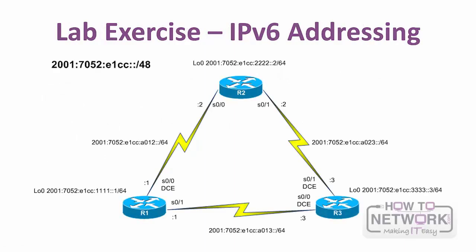This figure illustrates our IPv6 network. These first 3 hextets identify the global routing prefix, or IPv6 addresses, that have been received from the provider. The /48 network is divided into 6 /64 subnets: 1111, 2222, 3333, A012, A013, and A023.